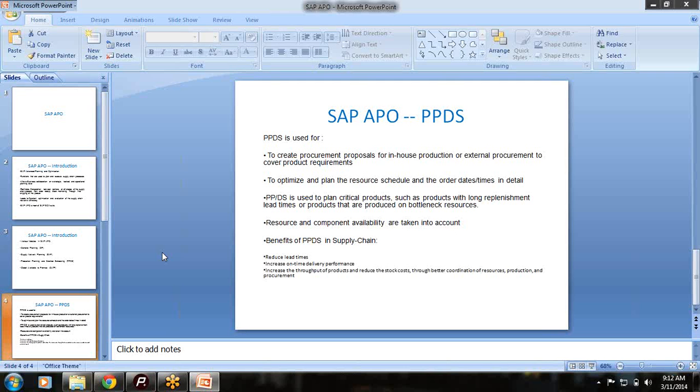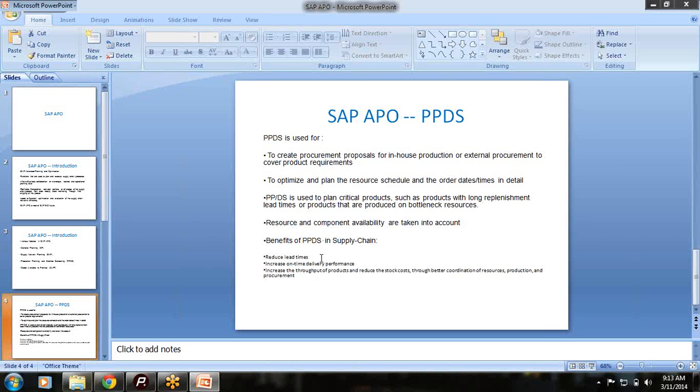In PPDS planning, both the resource and the component availability are taken into account. That means the capacity of the resource, the machine, is taken into account, and also the component availability. To make a car, various components are required, say chassis or engine or wheels, etc. Whether those components are available or not is also taken into account.